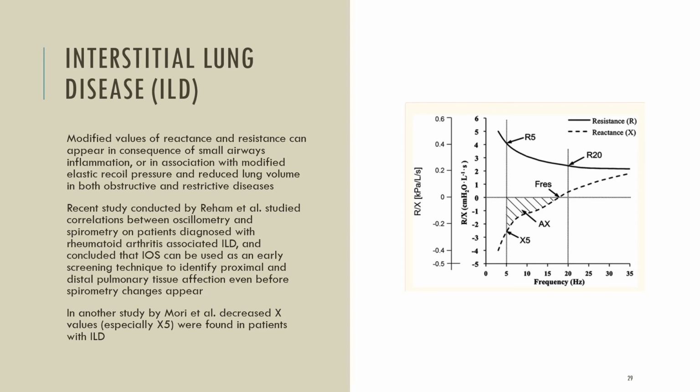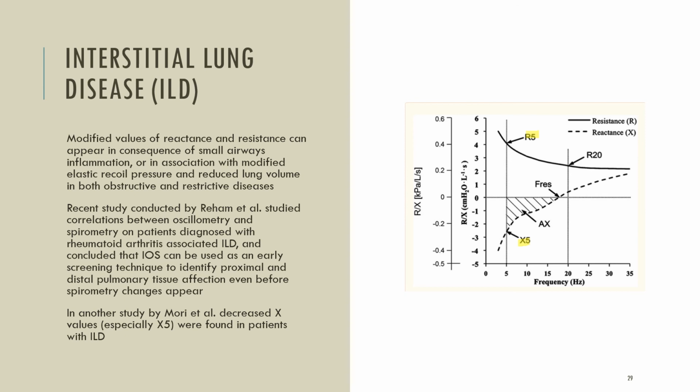Another group of patients who benefit from IOS testing is patients who have interstitial lung disease. Interstitial lung disease manifests itself by having a restrictive pattern, and also the elastic recoil of the lung, or the compliance of the lung, is really poor. If you were doing an IOS test on these patients, because it's a restrictive pattern, you would typically see a decrease in X5, and also a decrease in R5 in these particular patients.